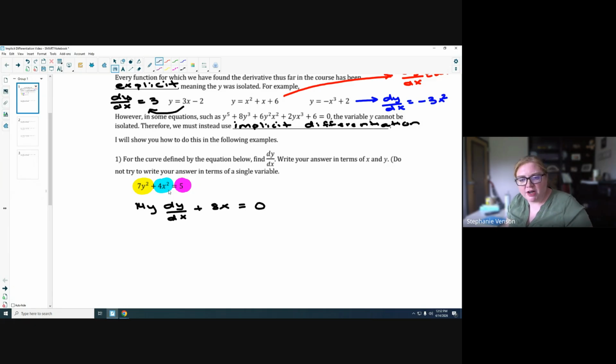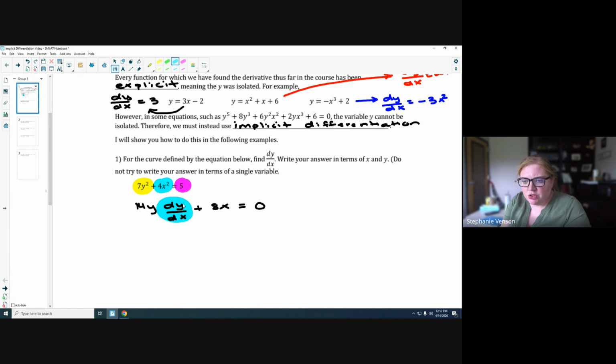The derivative of 4x squared is 8x, no problem. And then the derivative of any constant, of course, is 0. So we now have this. And once you get to this point, what you want to do is isolate dy/dx. Essentially, you're looking at this as an equation in which you want to solve for dy/dx.